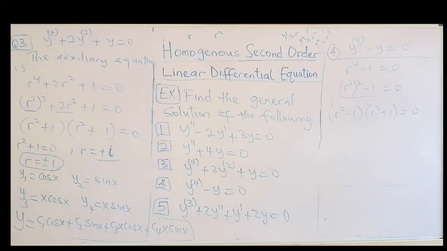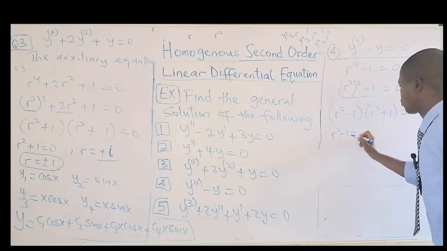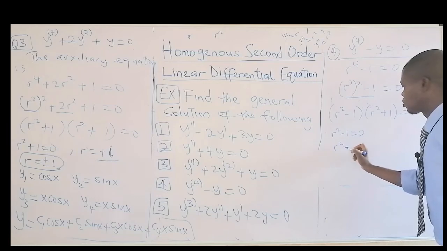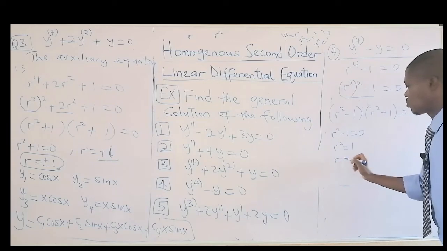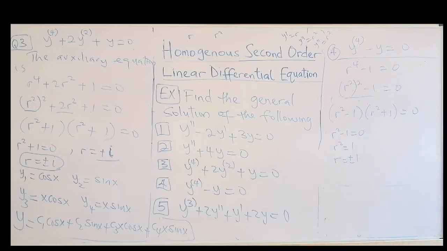Okay, so for here, r squared minus 1 is equal to 0. So r squared is equal to 1, so r is plus or minus 1. Is that one clear? Then this one also, r squared plus 1 equal to 0, which means r squared is equal to minus 1. Then r is plus or minus i. The square root of minus 1 is i, the complex number.